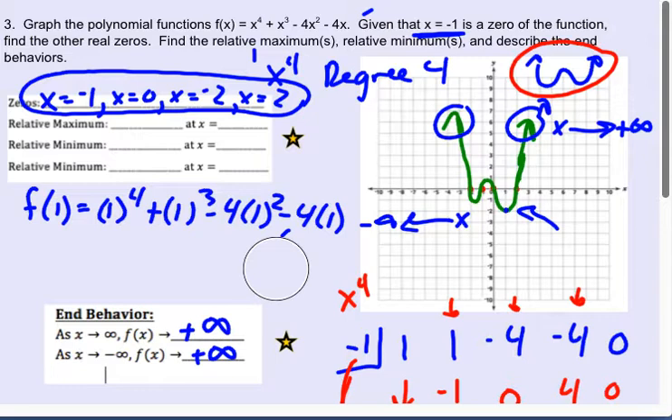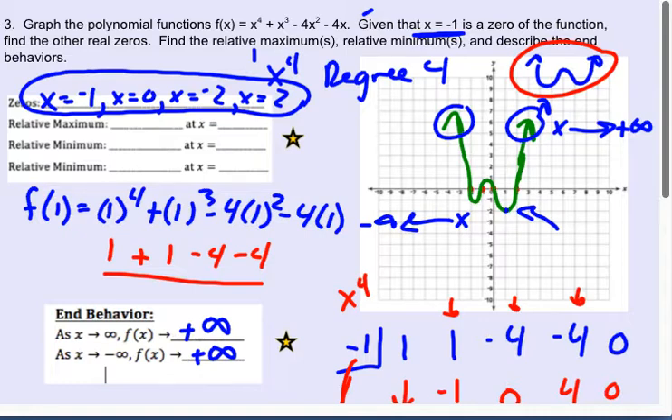Get rid of this. Okay, 1 to the 4th is 1. 1 cubed is 1. 1 squared is 1 times negative 4, that's negative 4. And negative 4 times 1 is negative 4. Basically, this adds up to 2 plus negative 8, or negative 6.